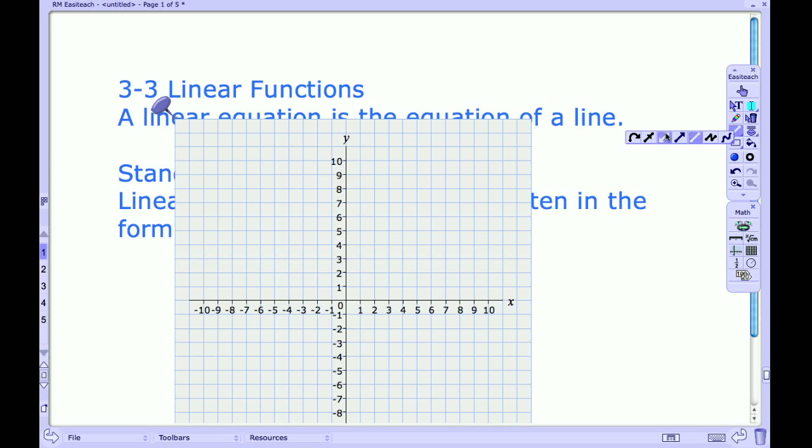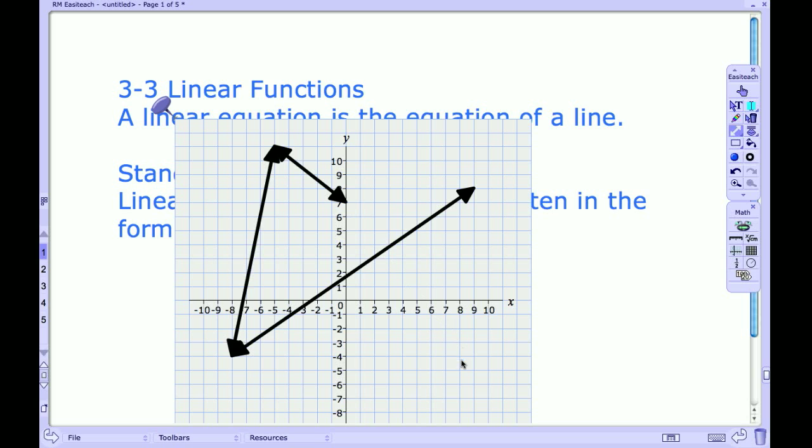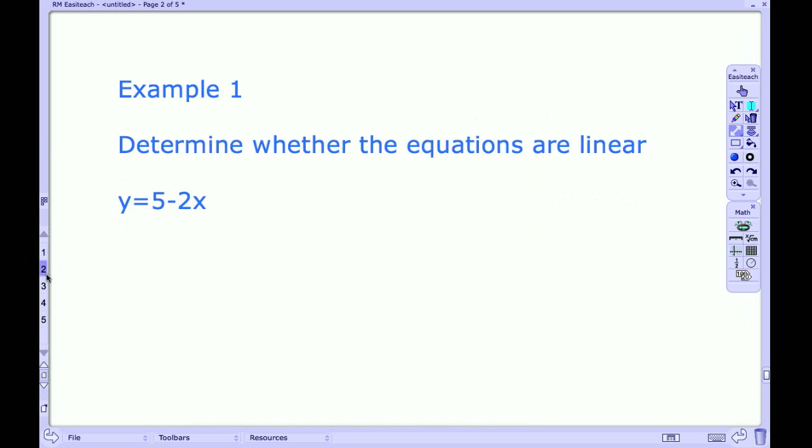Let's get this one. So this is a linear function, that would be a linear function, and that would be a linear function. So all of these lines that go on forever in both directions are in fact linear. And all it means is to be a straight line. So let's look at some examples here. The first one is determine whether the equations are linear.